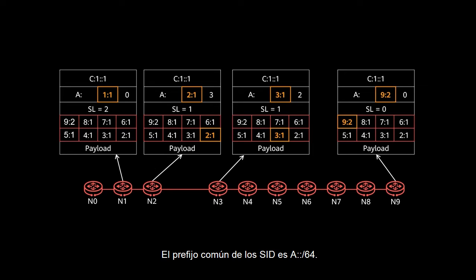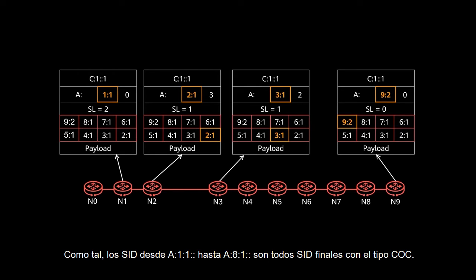The common prefix of the SID is a::/64, and the node ID and function ID fields are both 16 bits long, but actually it can be like 20 bits and 12 bits. It's up to you. The argument field is 32 bits long and all set to zeros. As such, the SIDs from a:1:1:1 up to a:8:1:1 are all End SIDs with COC flavors. And a:9:2 is the normal SRv6 End SID without the COC flavor.